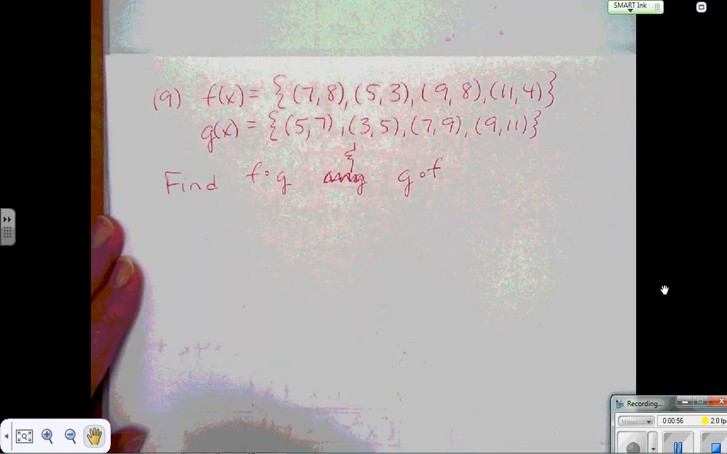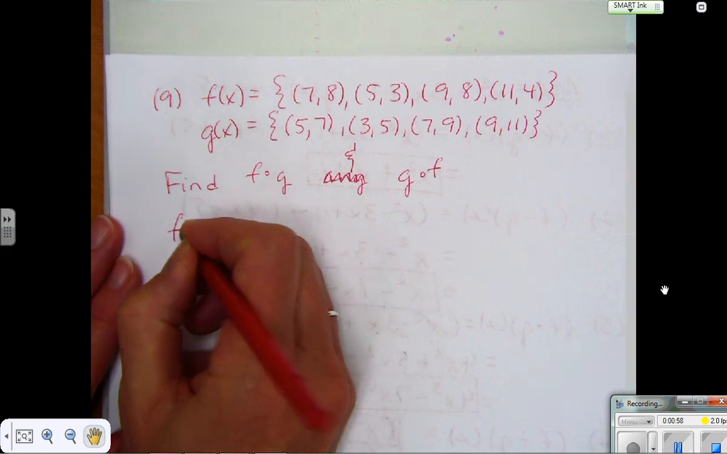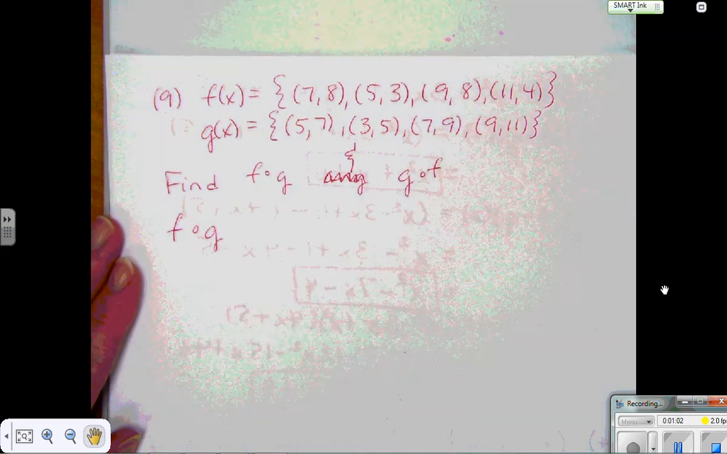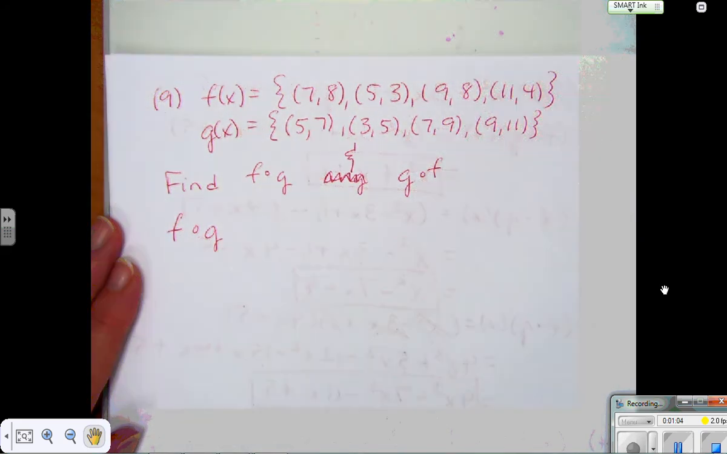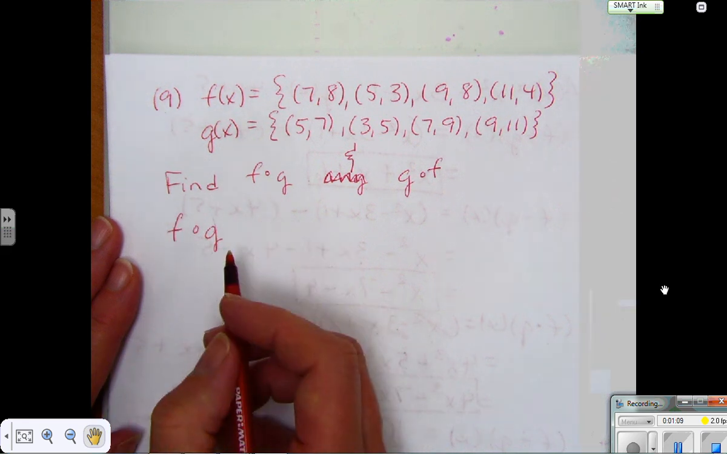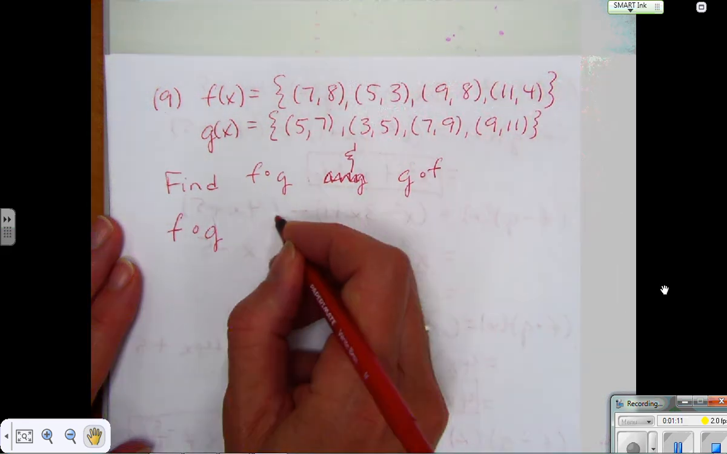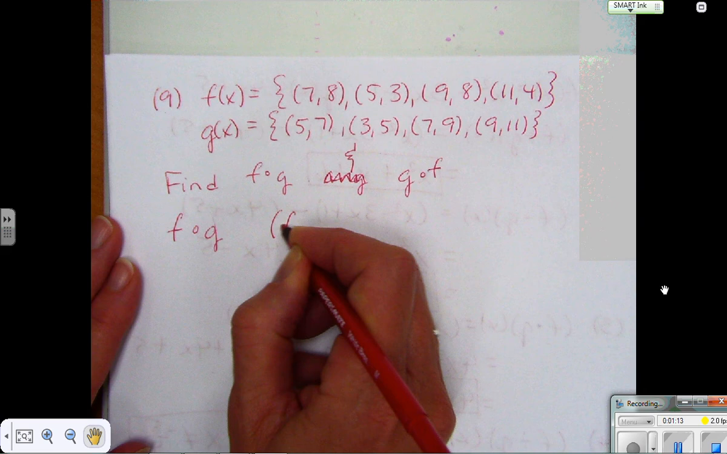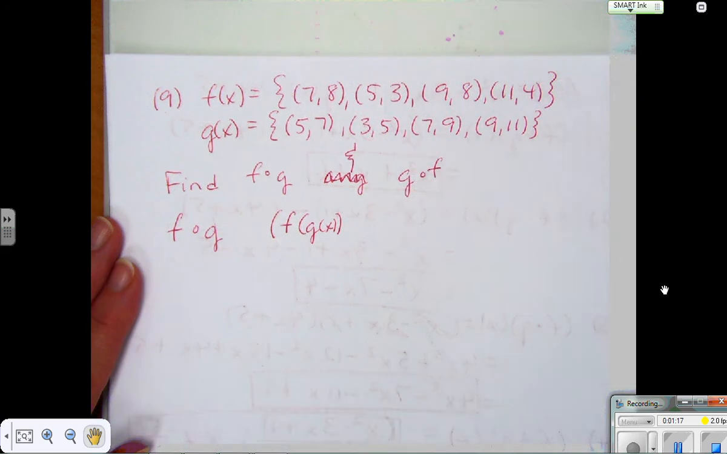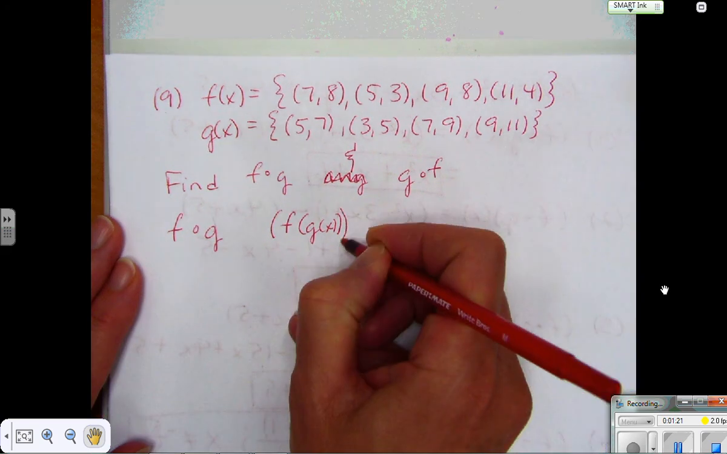So let's find f of g first. The open circle does not mean to multiply, it means of. You're going to take your g function and put it into the f function. Another way that some of them write it is like this with parentheses, f of g of x. That means the same thing. You're going to take your g function, put it into your f function.